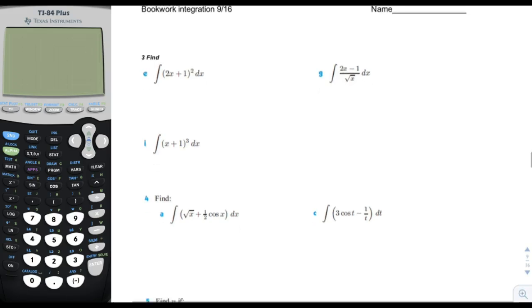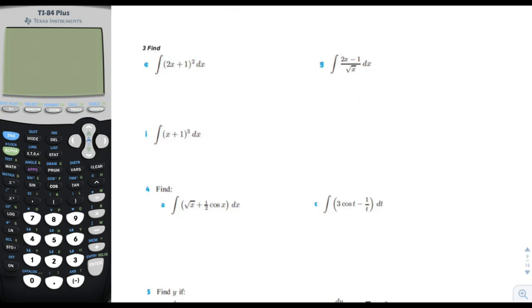Integration page 9. So we're just continuing with doing indefinite integrals. So this one, we don't know how to do a product rule for integration, so we need to multiply it out. It would expand using FOIL to 4x squared plus 4x plus 1. So when you take the integral of this, you end up with 4x cubed over 3 plus, and this would be 4x squared over 2, which would be 2x squared, and then plus x plus c.